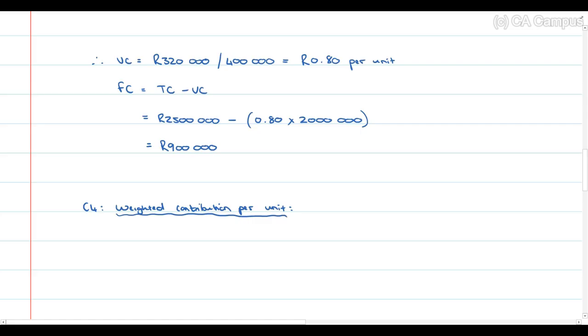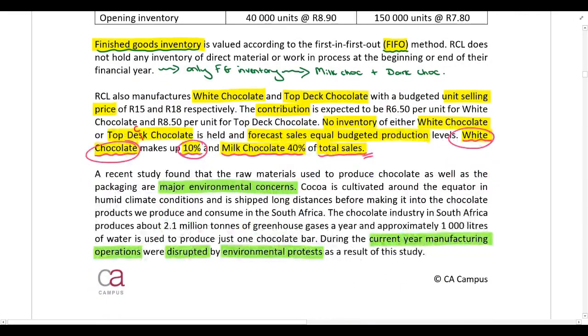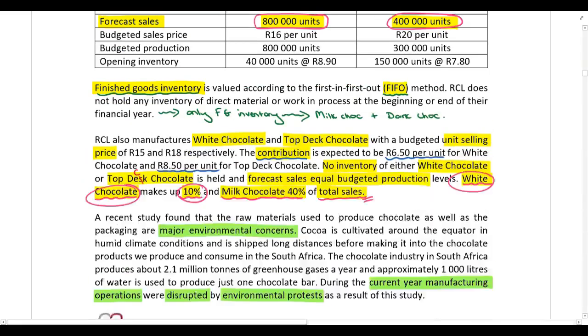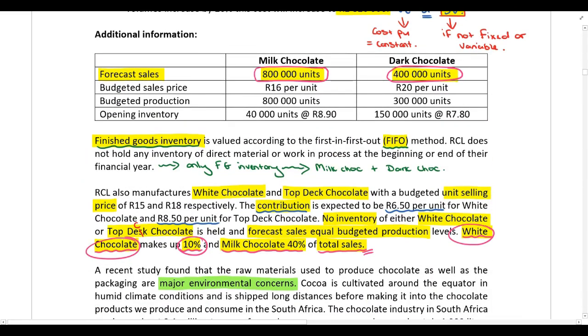All right. Now, guys, if you go back to the information provided in the scenario, you were given the contribution per unit for white chocolate and top deck chocolate. For white chocolate, it's expected to be R6.50 per unit, and for top deck chocolate, it's expected to be R8.50 per unit. So you don't need to calculate the contribution per unit for those chocolates because the information has been provided. However, you do need to calculate the contribution per unit for milk chocolate and for dark chocolate because we don't have that information.